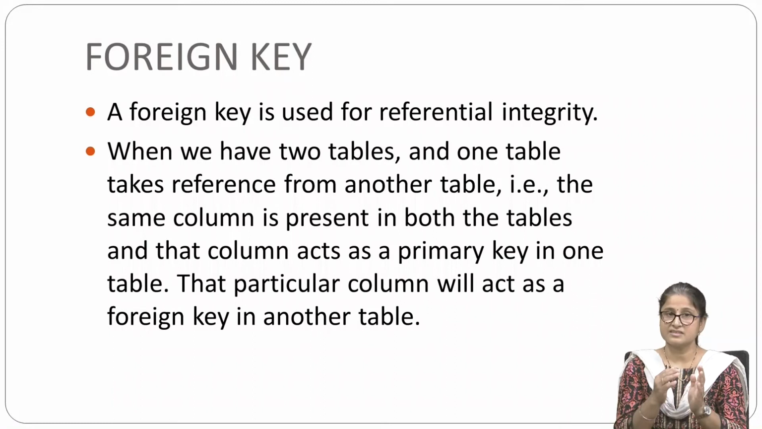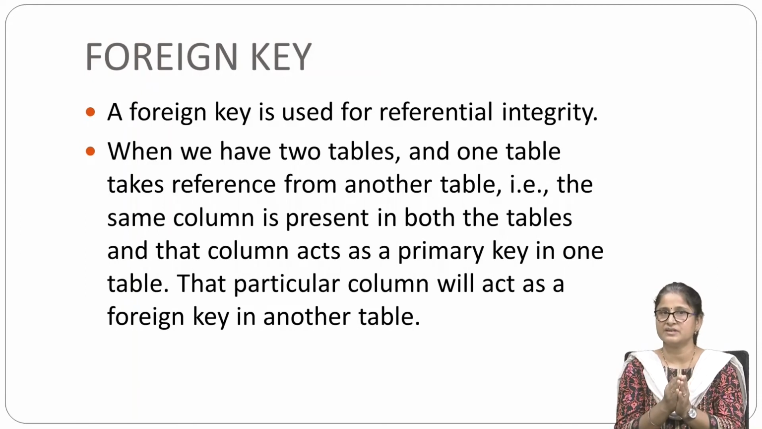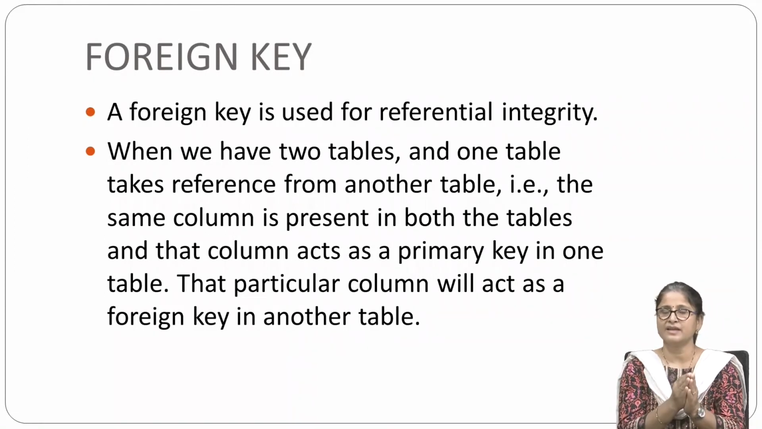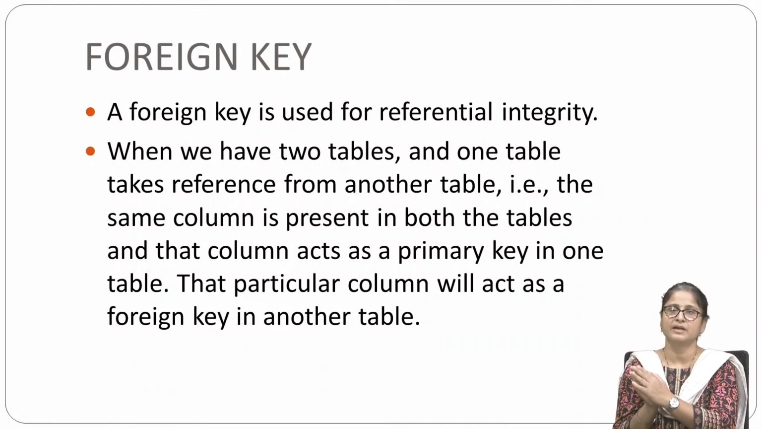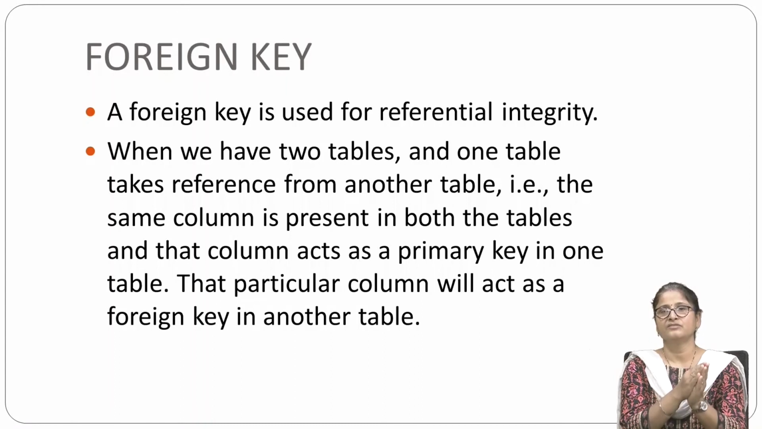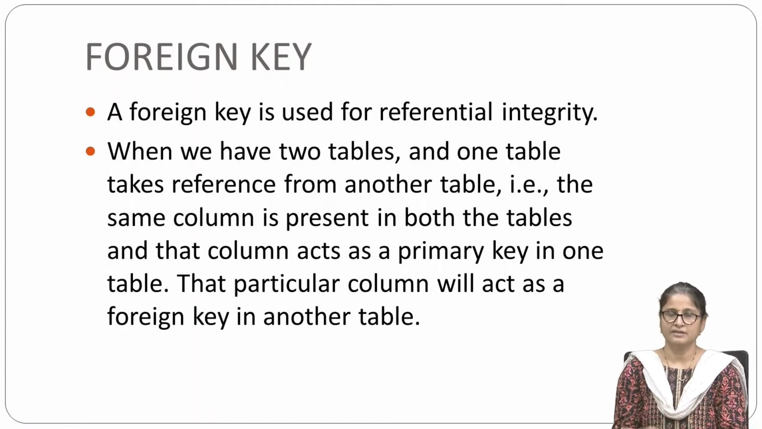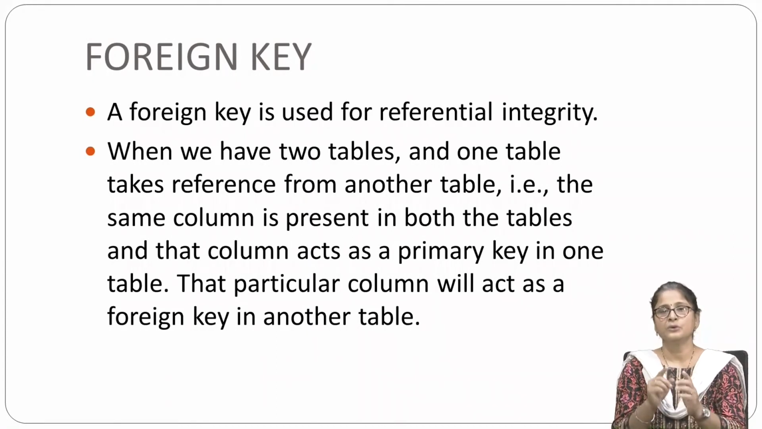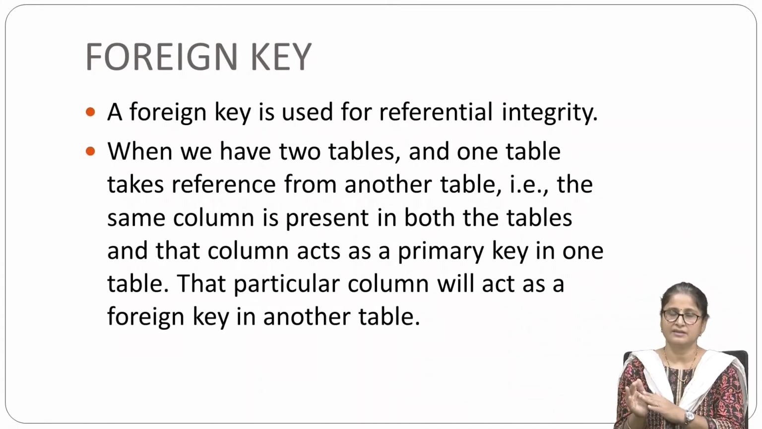So when we have two tables, one table takes the reference from the other table. That means the same column is to be present in both tables. Employee ID should be present in the employee table and also in the department table. Employee ID in the department table should refer to the primary key employee ID of the employee table. This is how we can make the relationship between the two tables, employee and department.